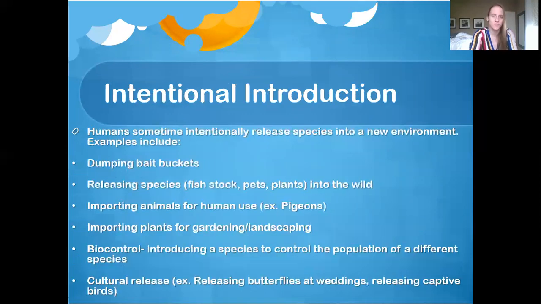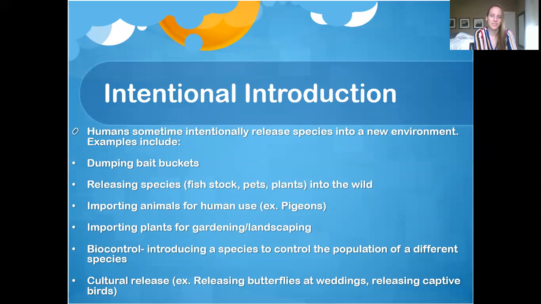So intentional introduction would be, for instance, dumping bait buckets. So if you are going fishing and you take some live bait to the lake, and then whatever you don't use, you dump into the lake, you could be introducing an invasive species to that lake.